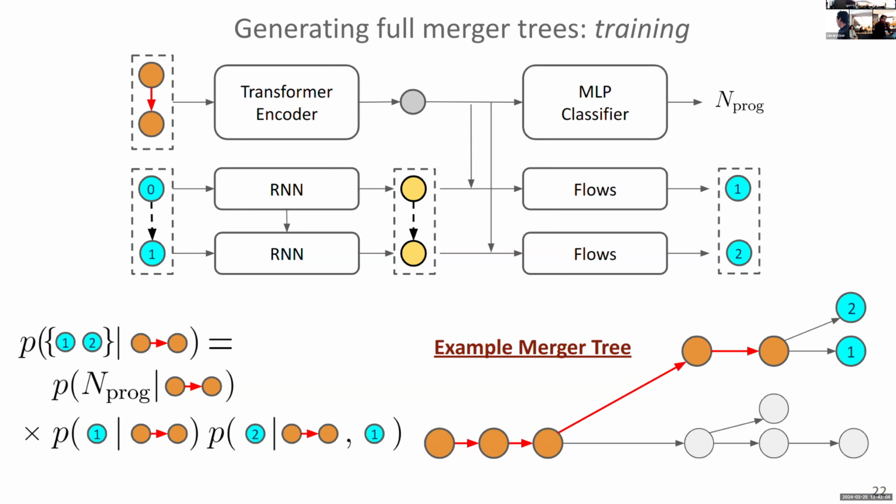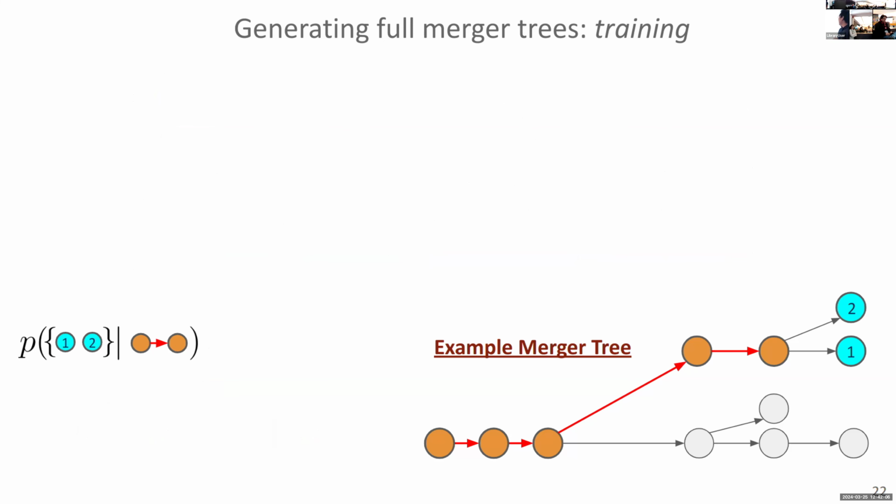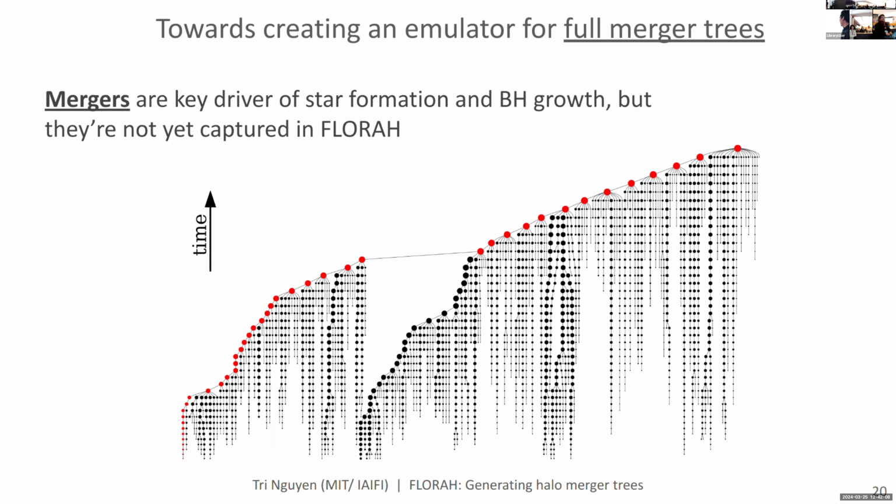Because let's say that you look at this tree. Let's say that you have this halo. I'm trying to pick a nice one. Let's say you have this, and you have this, and you can evolve this halo. But then when did you determine that it's going to become one halo?